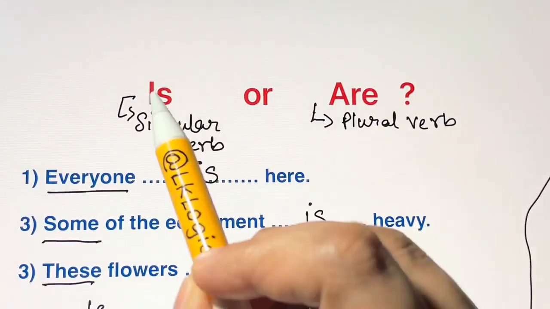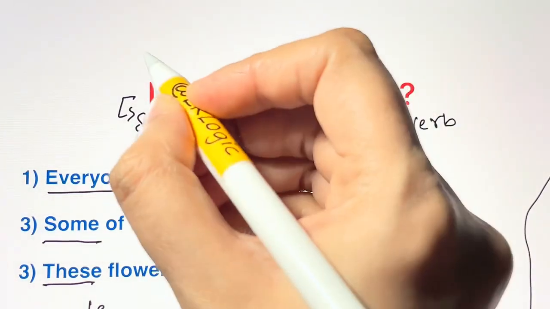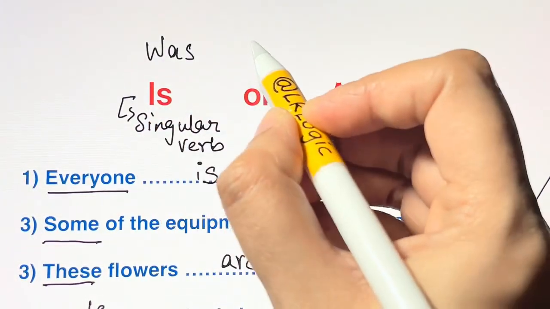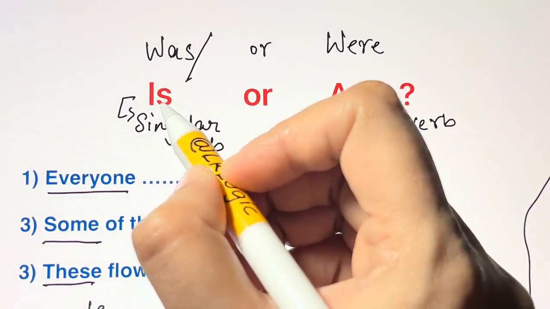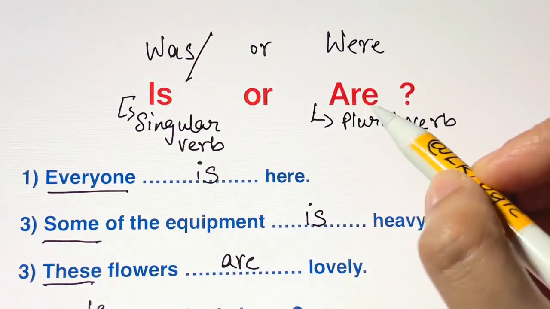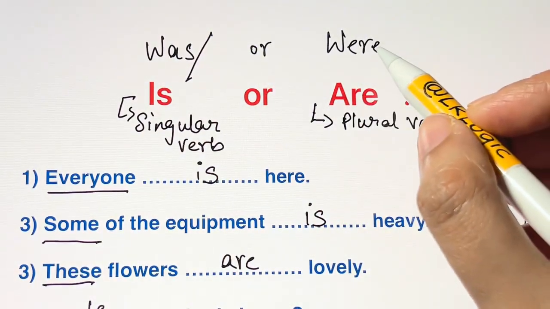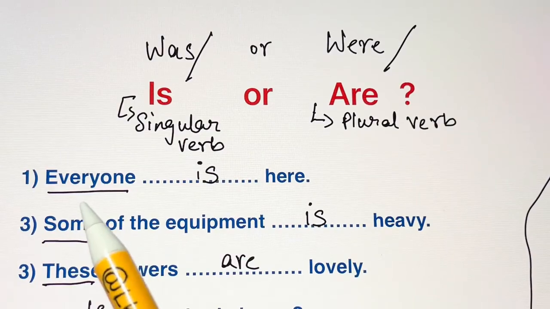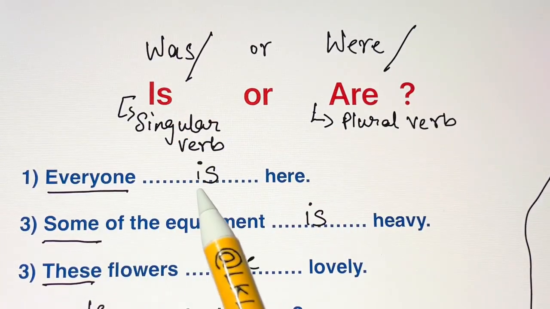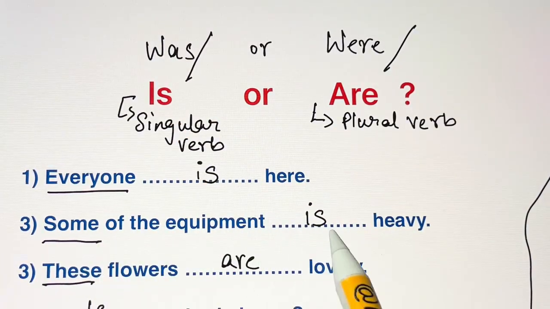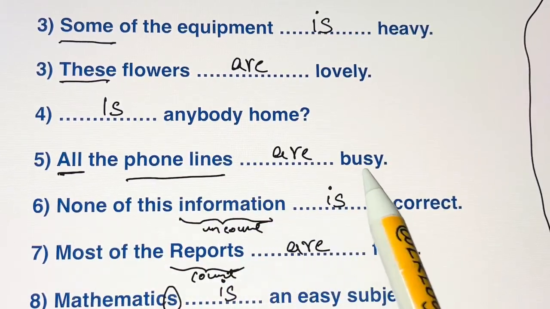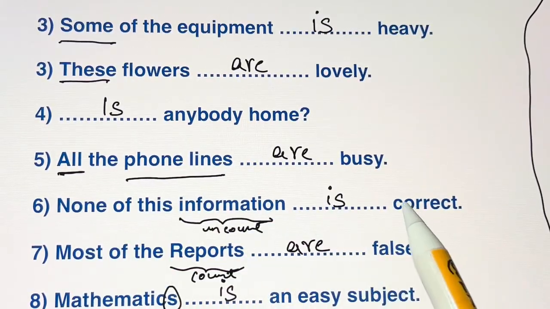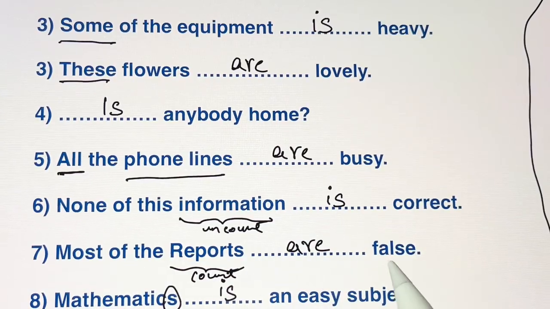Also you can remember is or are in past tenses: was or were. So either you can say is in present tense, was in past tense, are in present tense, were in past tense. So you can fill up with was or were. Everyone was here. Some of the equipment was heavy. These flowers were lovely. Was anybody home? All the phone lines were busy. None of this information was correct. Most of the reports were false.